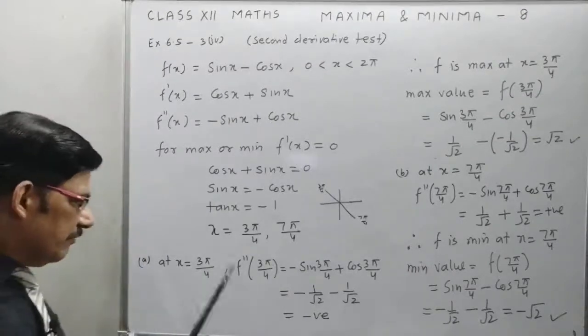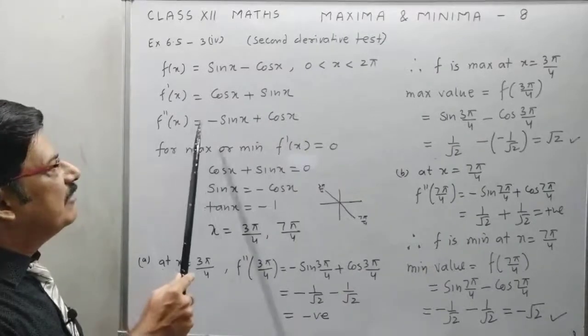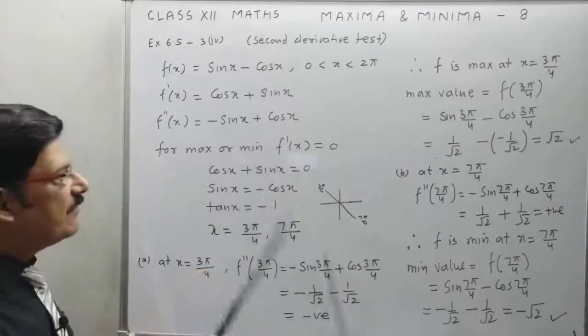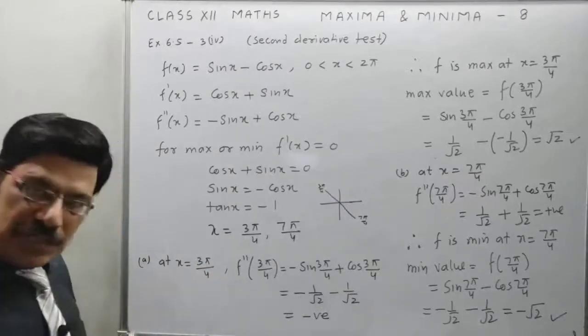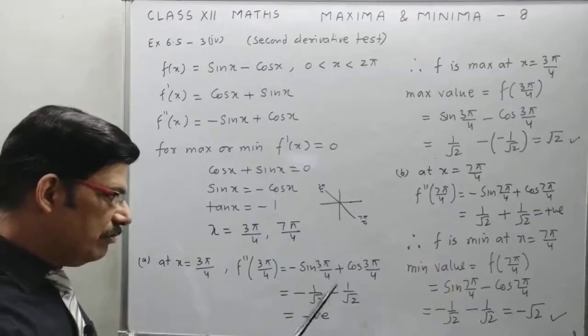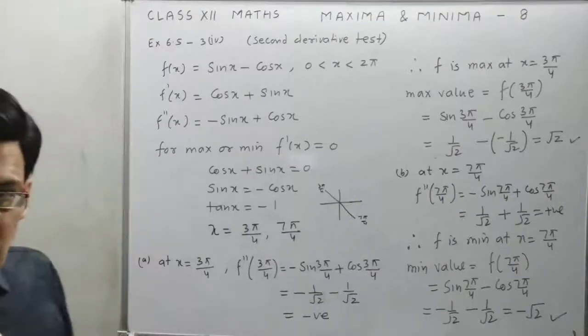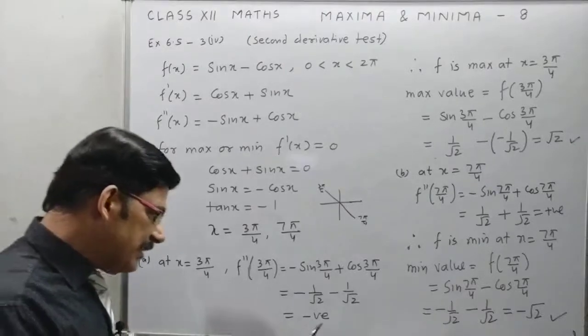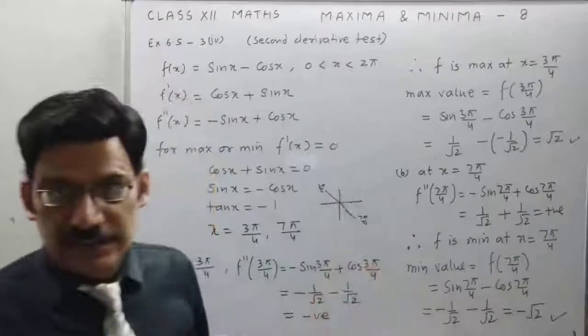For this, we substitute x is equal to 3 pi by 4 in the second derivative. Minus sin 3 pi by 4 plus cos 3 pi by 4. And as you know, sin is positive in the second quadrant, therefore 1 by root 2, and cos is negative, minus 1 by root 2. You get a negative value. And whenever the double derivative is negative, it means the function is maximum at that point.